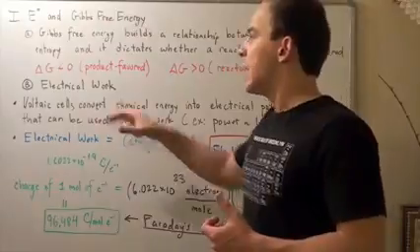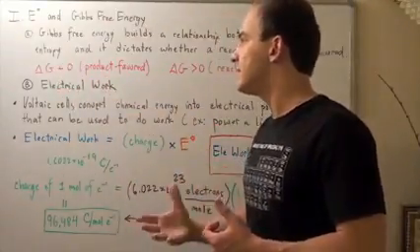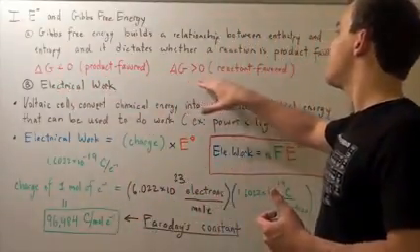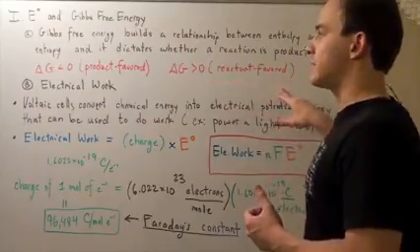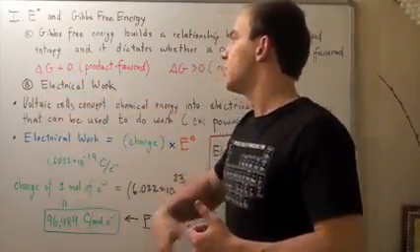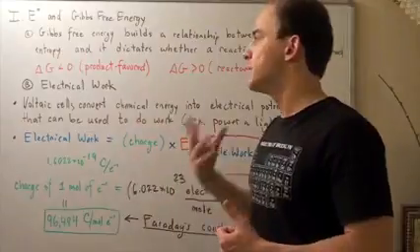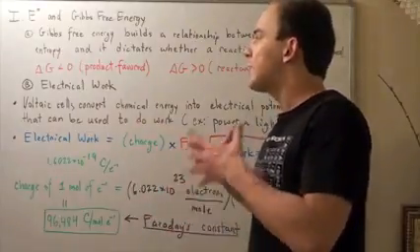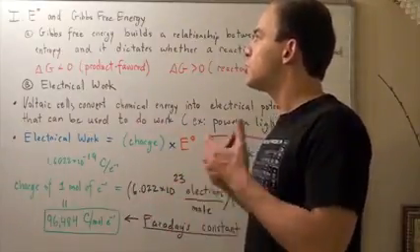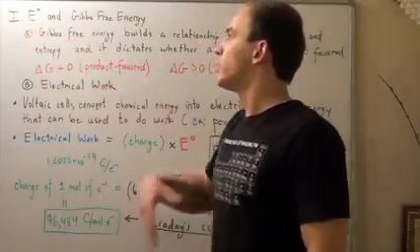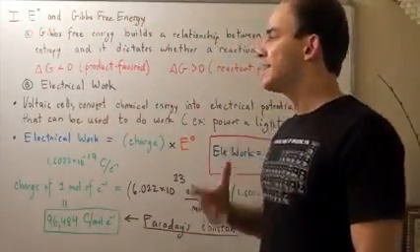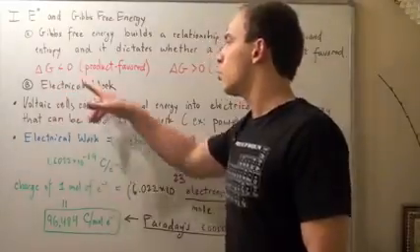Now when Gibbs free energy is positive, that means our reaction is reactant favored. It's not spontaneous. But when it's negative, the reaction is product favored. It is spontaneous. Before we actually build a relationship and show how the cell voltage relates to Gibbs free energy, let's examine something called electrical work.